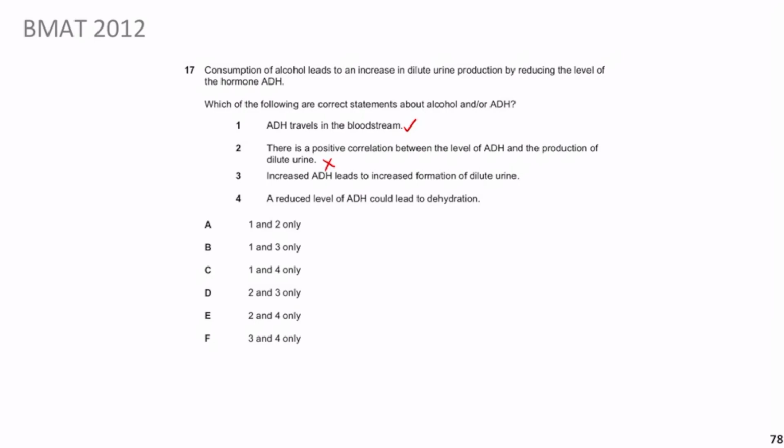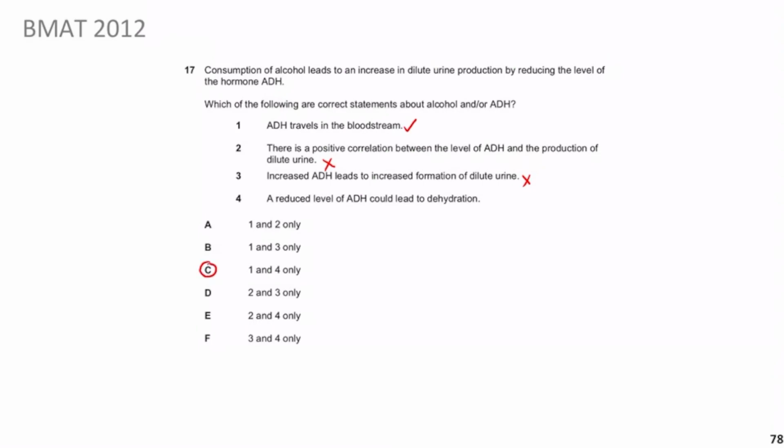And then it says increased ADH leads to increased formation of dilute urine. Well, we just explained that, isn't it? So it actually leads to increased formation of concentrated urine. And guys, since only 2 of the options have to be right, 4 has to be right. And therefore the answer would be C. But let's just make sure 4 is right.